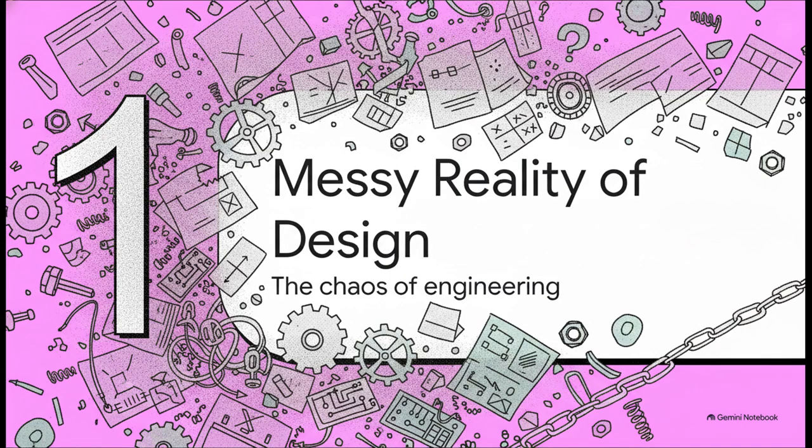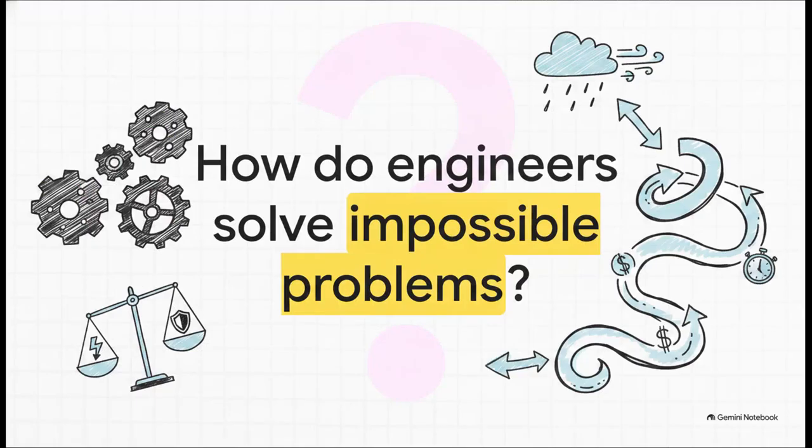Section 1. The messy reality of design. So think about this. How do engineers actually navigate the chaos of building complex systems? You know the drill. You're constantly balancing competing objectives: efficiency versus transient response, speed versus stability, cost versus performance, all while juggling unpredictable environmental uncertainties. It is almost never a straight, clean line from initial requirements to a finished product.